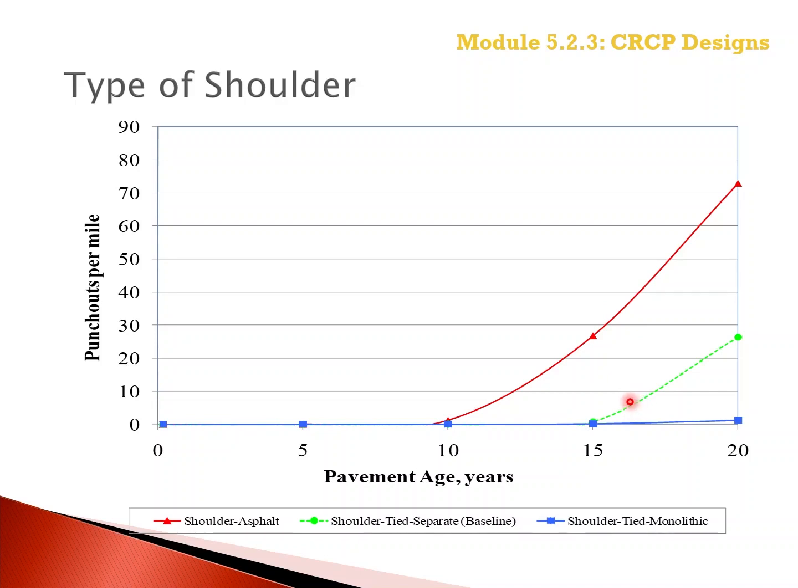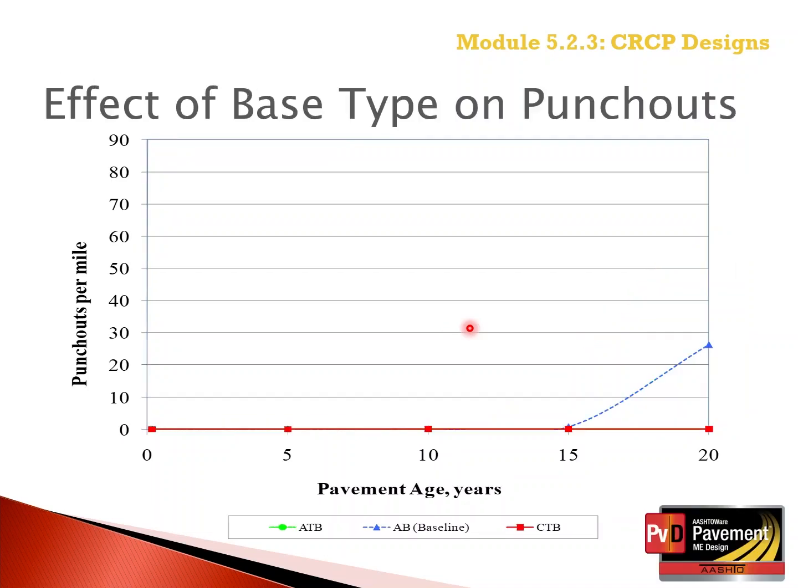are predicted. An aggregate base would be, it's not shown on the slide, but it would be much greater than the shoulder for an asphalt shoulder. Much more punch outs would be predicted for the aggregate itself.